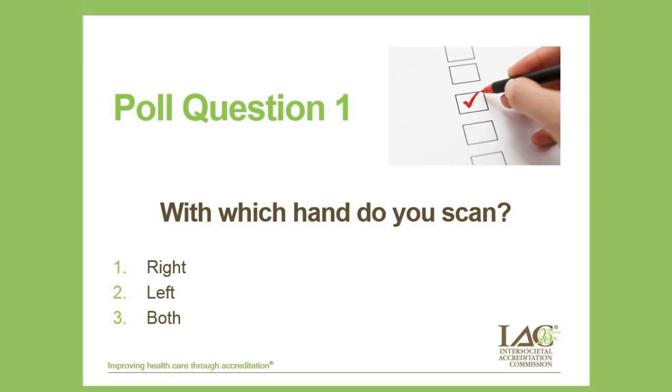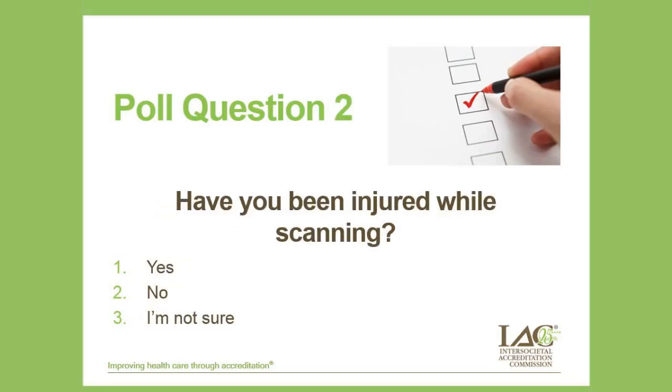Okay, so very even. We have 39% left, 43% right, and about 16% scan with both. Keep that in mind. We'll be talking about ambidextrous scanning later on.